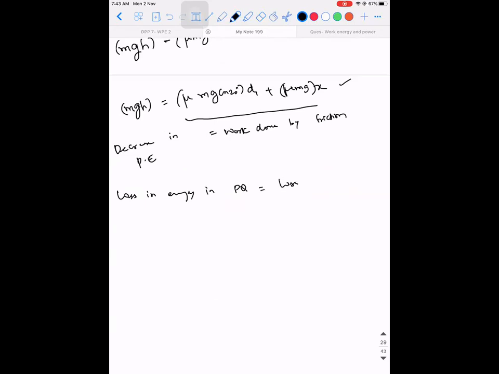Loss in energy in QR will always take place due to the resistive force. Wherever you see loss of energy, you need to calculate work done. Work done by which force is decreasing the energy? Obviously frictional force. So indirectly what they are saying is mu mg cos 30 degrees into PQ, that is D1, is equal to mu mg into x.